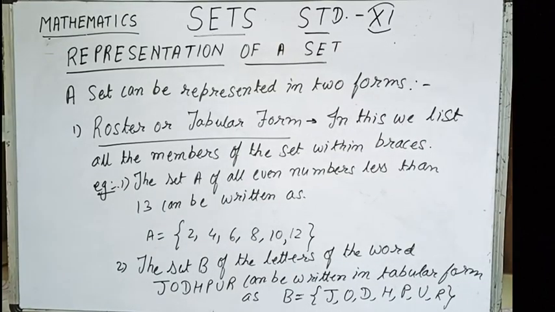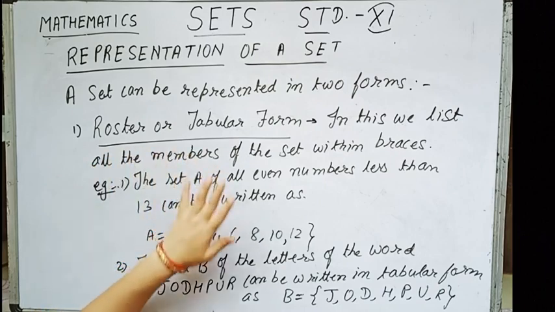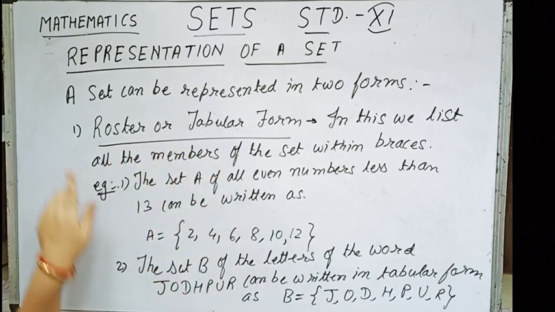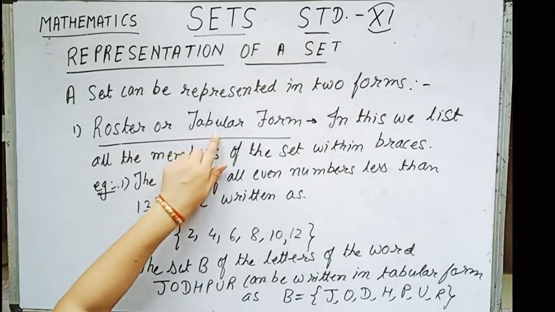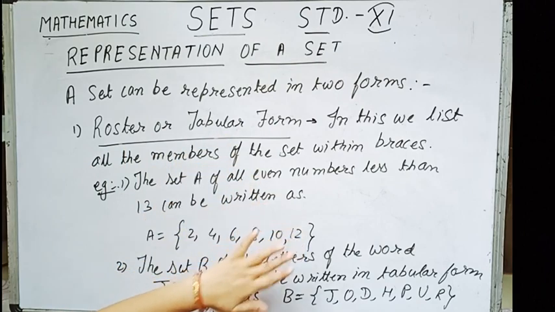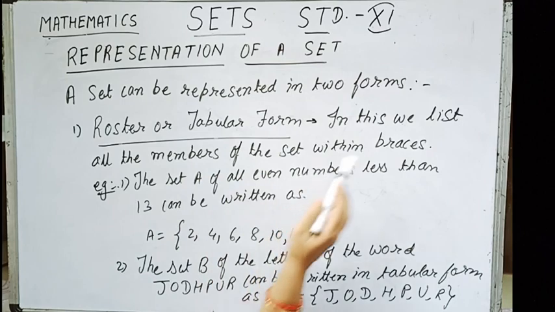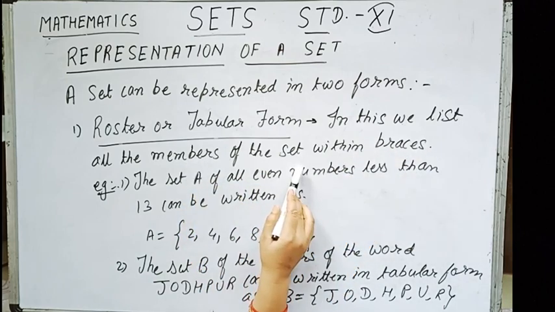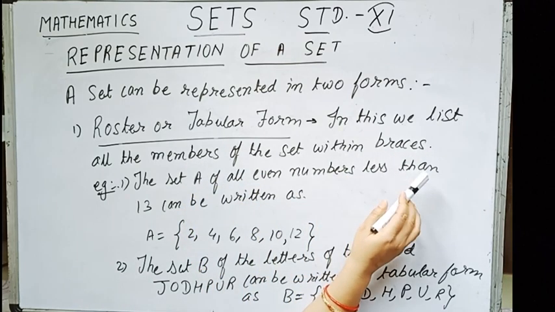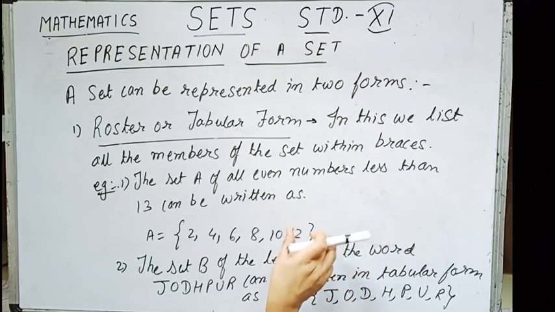Now let us come to the next topic of the set, that is representation of a set. Children, a set can be represented in two forms. Number one is roster or tabular form, and the second is set builder form. In roster or the tabular form, we list the members of the set within braces or curly brackets. We list the numbers, we write the numerals or we write the letters.